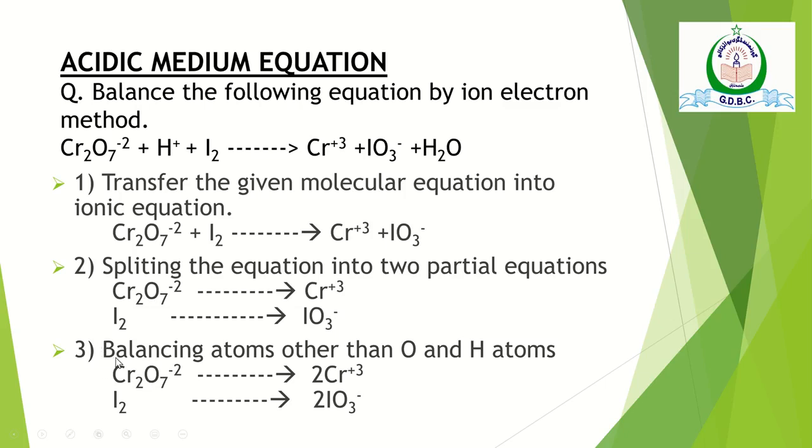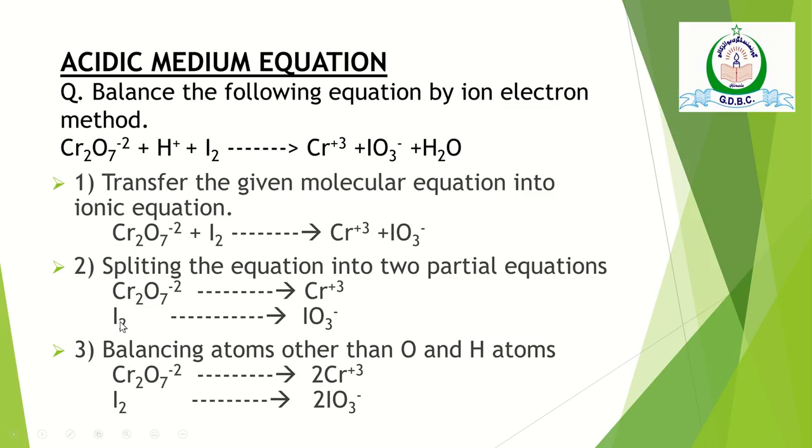Step number 3, balancing atoms other than oxygen and hydrogen atoms. So here in the first equation, we have chromium atom other than oxygen and hydrogen. Here in the reactant hand side, we have two chromium atoms, but in the product hand side, we have only one chromium ion. So we'll be putting two here like this in order to balance the chromium atom.